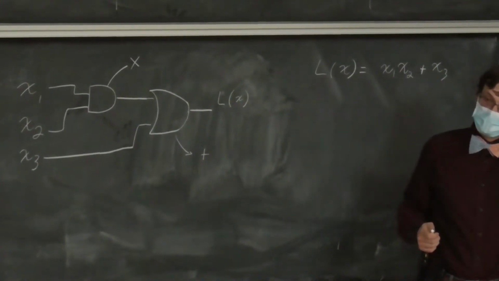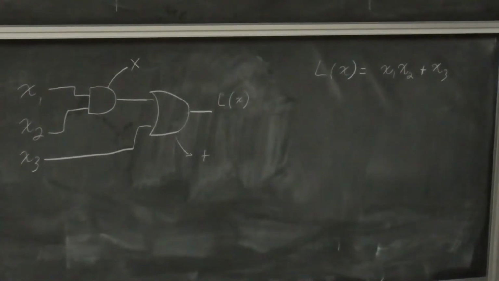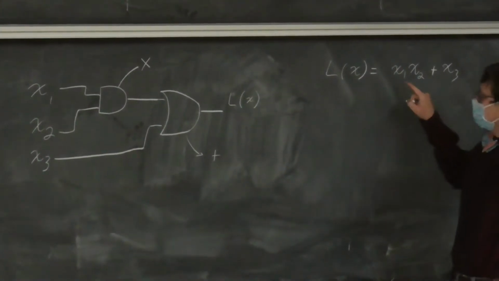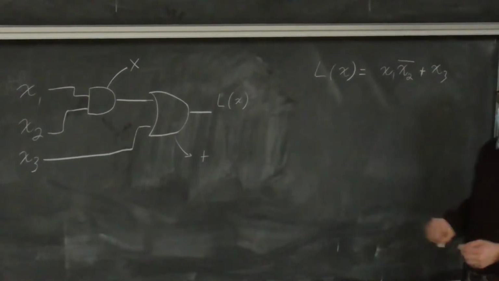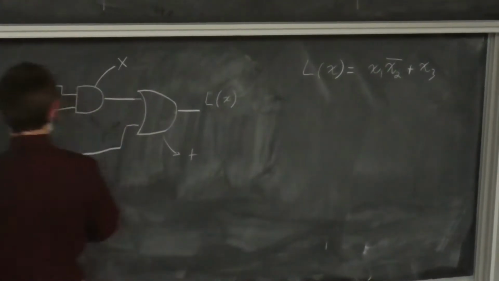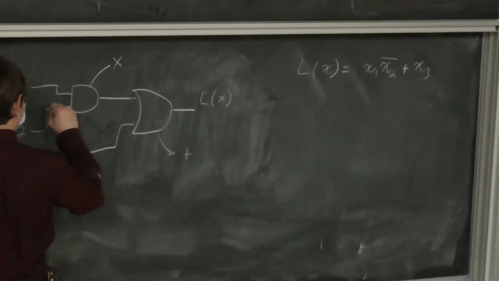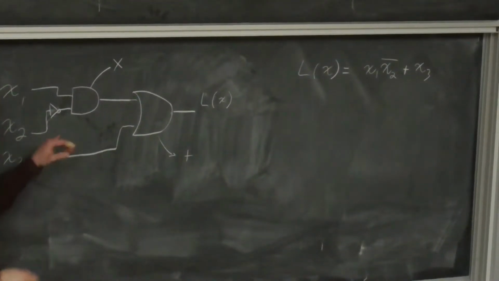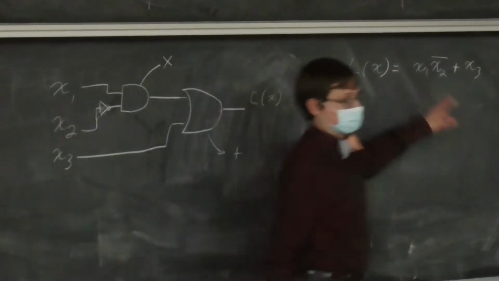So this is fine, but there's one more piece of the puzzle that we need to be able to understand these circuits. If we invert one of these symbols, we put a bar over top of it. So for example, if it was x1 and the inverse of x2, this is an inverter, right? Then we put a little bar over it.